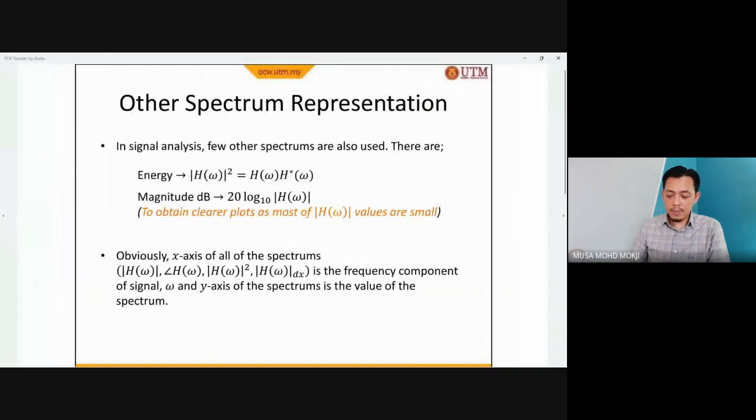And other spectrum representation other than magnitude and phase: sometimes we're going to plot energy. So what is energy? Energy is magnitude squared. The magnitude squared is actually just H omega, the original H omega in the form of real plus imaginary, multiplied with, so what does this mean, the conjugate.